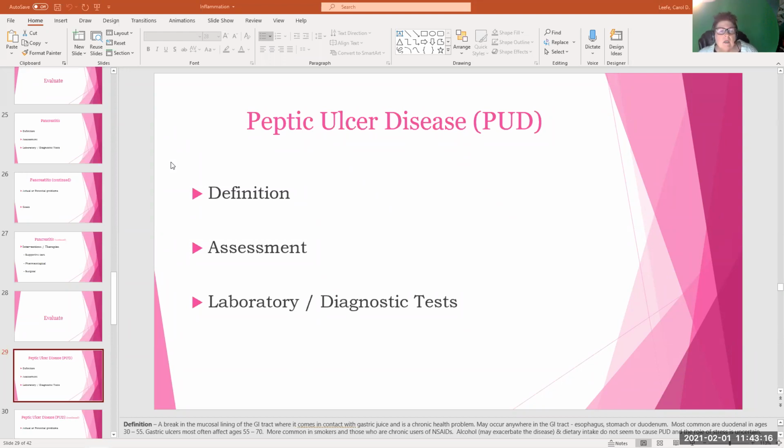NSAIDs also contribute to peptic ulcer disease and cause damage to the cells themselves. So it may be chronic with spontaneous remissions and exacerbations. Exacerbations can be associated with trauma, infection, or other physical or psychological stressors. Caffeine can exacerbate the disease. Smoking doubles the risk of PUD. A family history definitely is a risk factor. Also, use of glucocorticosteroids, steroids.